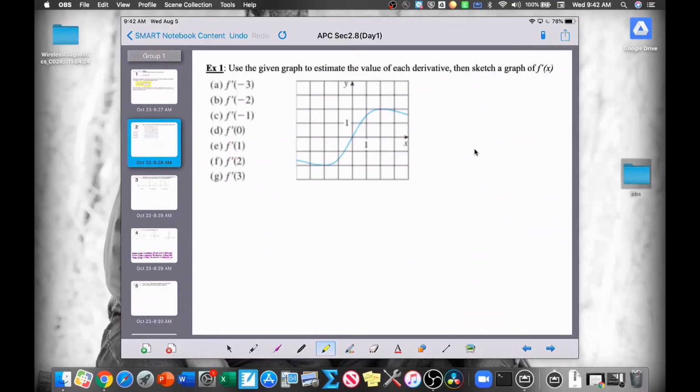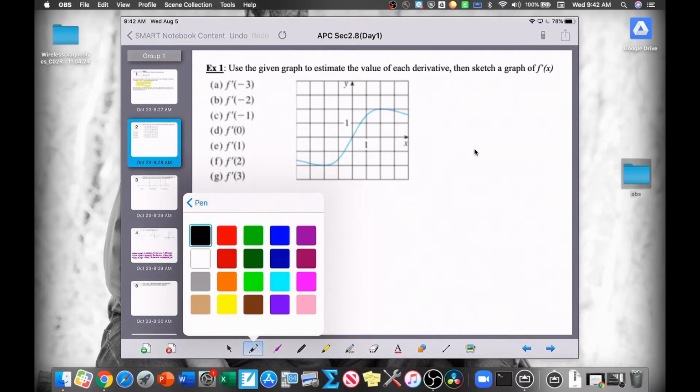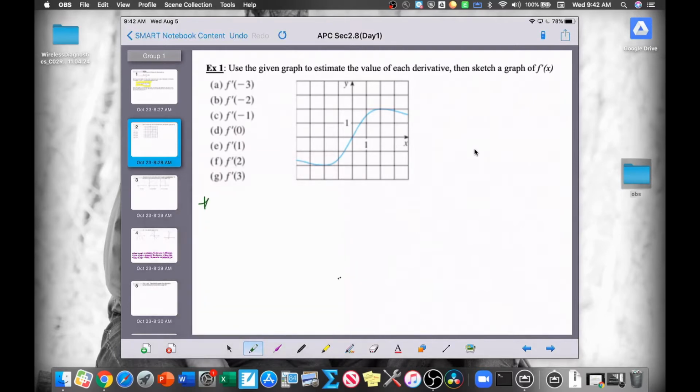Let's take a look at example 1. It says use the given graph to estimate the value of each derivative and then sketch a graph of f prime of x. So on this graph right here, we are given f of x. And we're asked to find a bunch of slopes and then use those to sketch a graph of f prime of x. Because remember, when we are talking about derivatives, values of f prime of x are slopes on the graph of f of x.